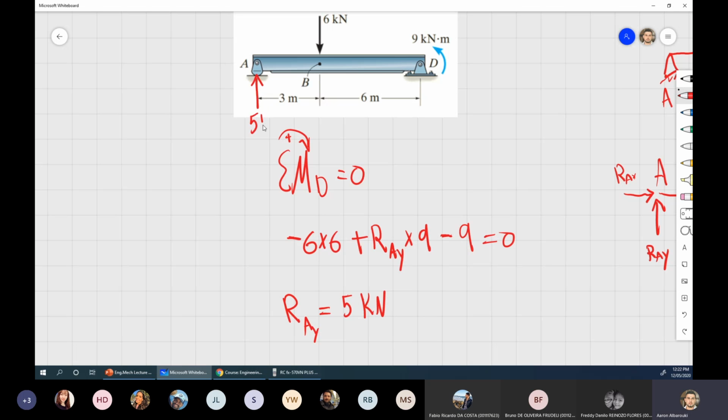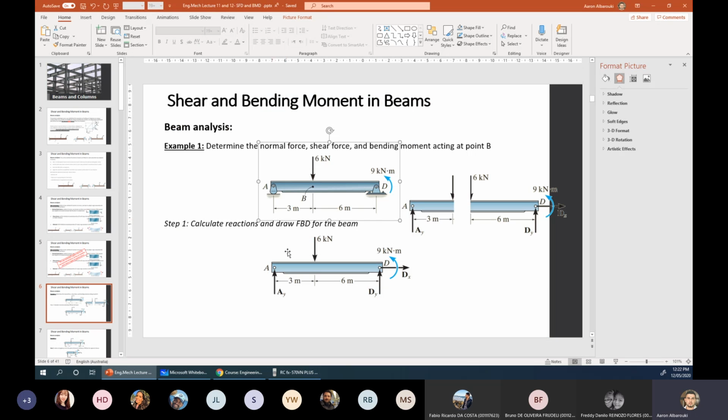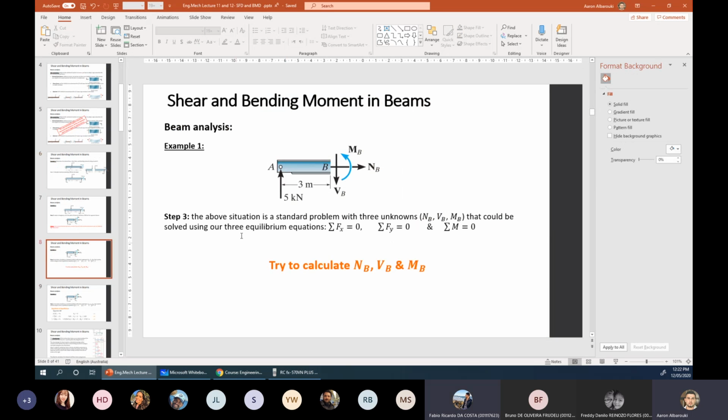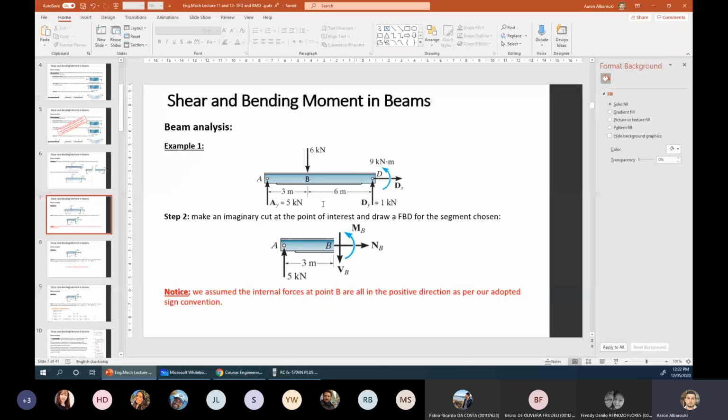Did it make sense, guys? That's where the mistake you made, because you didn't take this moment, maybe. Therefore, if I take now the second formula, sigma Fy equals 0, the easy one, I've got 6 down, 5 up. That means I should have another 1 kilonewton in there. All good? So that will give us our reaction forces, which is 5 and 1.